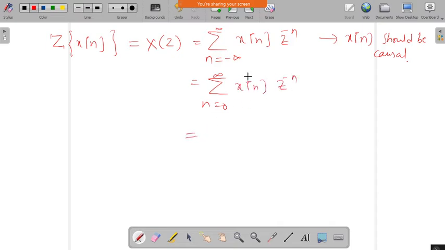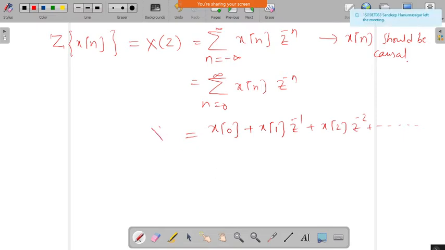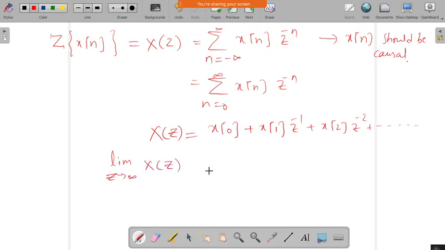Now if I expand this, I will get x of 0 plus x of 1 into z power minus 1 plus x of 2 into z power minus 2 and so on. This is X(z). Now I will take the limit on both sides, limit z tends to infinity of X(z), which is equal to limit z tends to infinity of x of 0 plus x of 1 into z power minus 1 and so on.